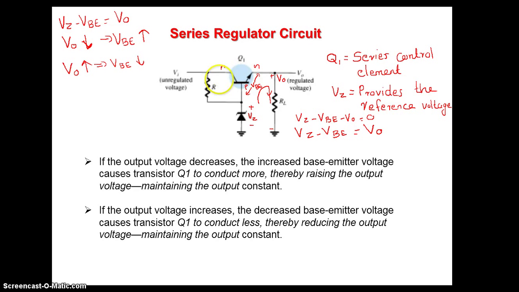But there are some limitations here. Only one transistor you are using, so only a small amplification will be provided by a single transistor. Also, the output voltage cannot remain absolutely constant, because both VBE and VZ are temperature dependent. The value of VBE will change with the temperature, and VZ will change with the temperature. Also, VBE slightly increases with the load. For these reasons, we cannot say it is a very good regulator circuit. So these are the limitations of a series voltage regulator circuit.